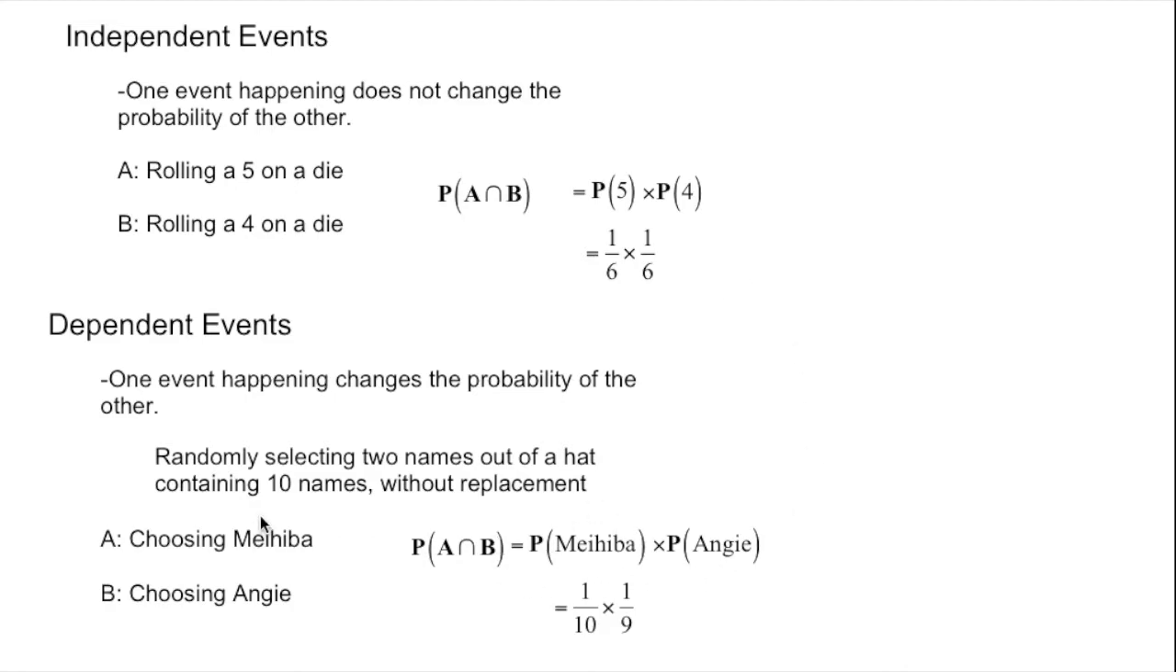And we could make the experiment with picking a president and a vice president from a hat independent by putting the name back in. So we pull Mahiba's name out, we look at it, we put it back in, and there's still a 1 in 10 chance of getting Mahiba or Angie. Still have 10 names in the hat. So that would be independent.